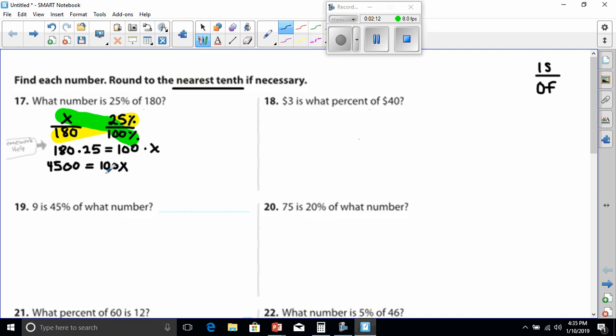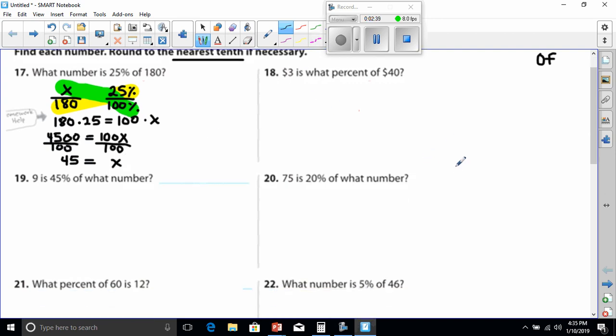To get 100 away from x, I have to divide 100 from 100x, leaving me x all alone. But whatever I divided from one side, I have to divide from the other. We know that we can simply move 2 decimal points over to give us 45 as our answer. So x equals 45. 18 is for you to do, and I'm going to work on 19 now.